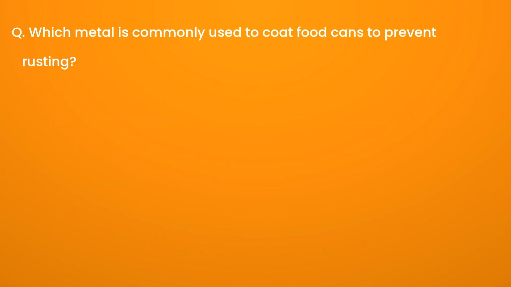Question: which metal is commonly used to coat food cans to prevent rusting? Option A, copper. Option B, zinc. Option C, tin. Option D, iron. You have 5 seconds to answer the question.